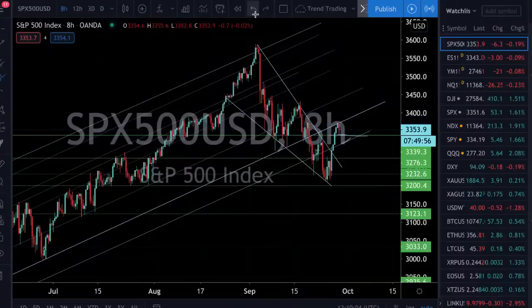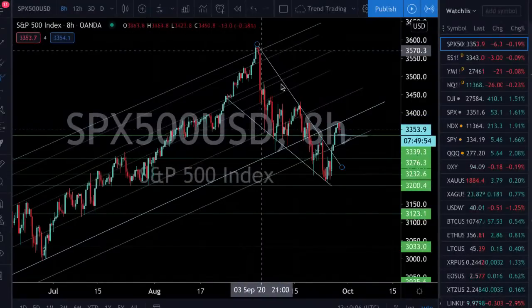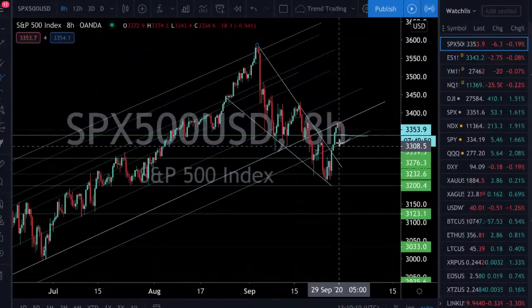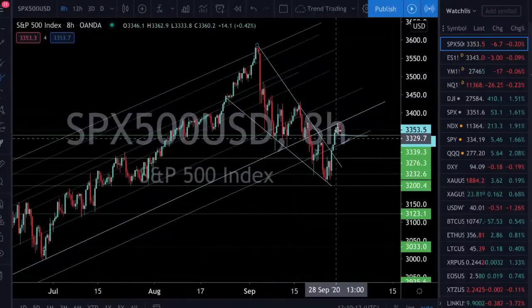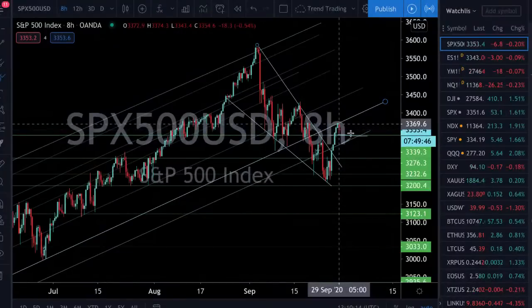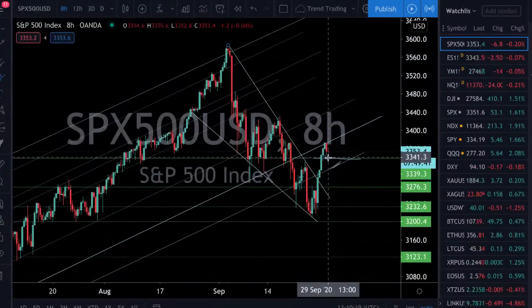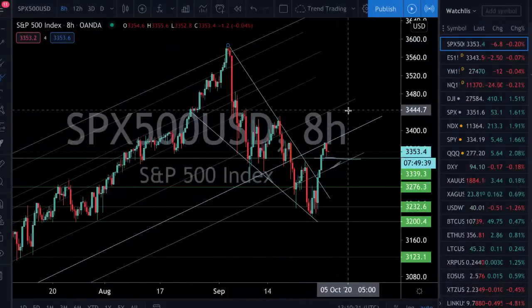Well, because this breakout over here of this descending wedge, you can see it clear as day, is a bullish pattern over here. We've broken out to the upside. Now after the breakout, we're looking for the retrace. Now, will the retrace be this small? Well, if it is, then I expect a bigger move to the upside.